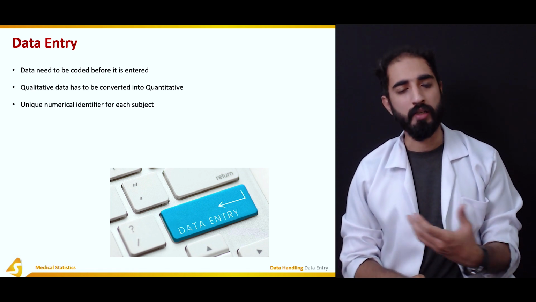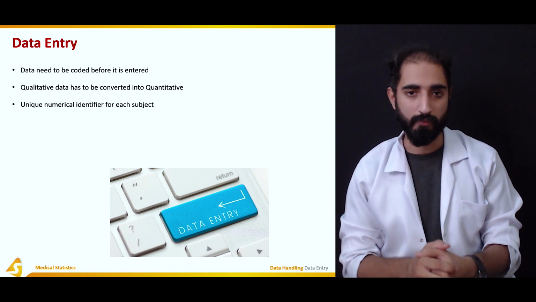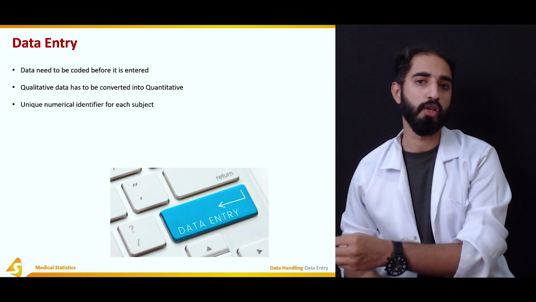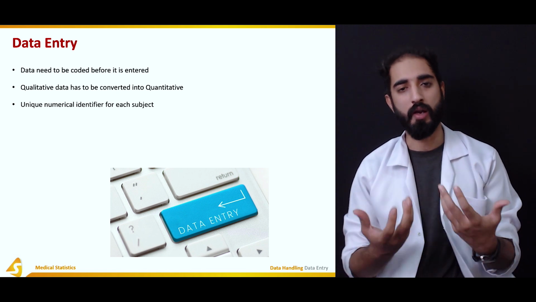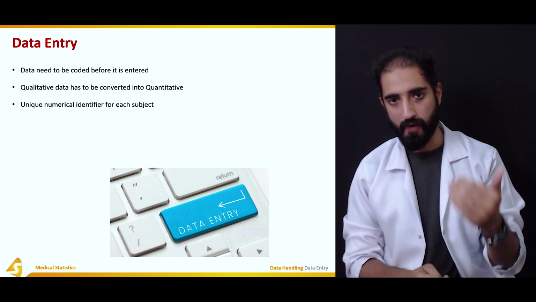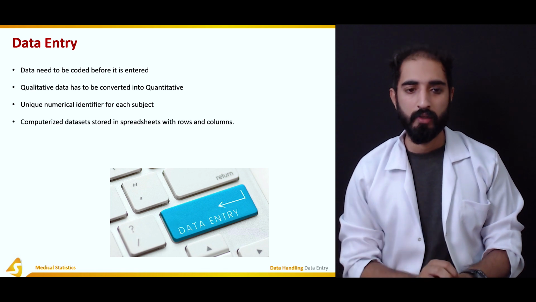A unique numerical identifier must be given for each subject, and that is different from any identifying information such as name, etc. So this is a unique numerical identifier given by the researcher to every subject, so that every subject would be different from the other one.